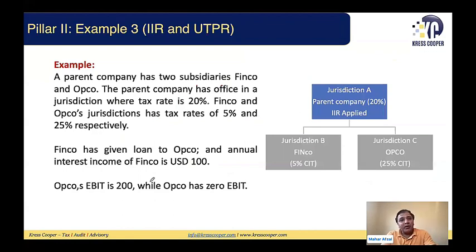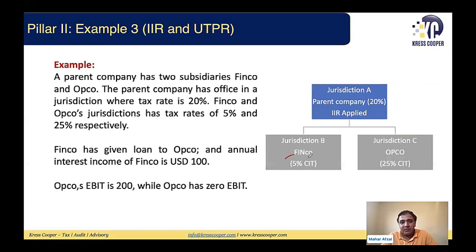Look into this one more example. This is dealing with the IIR and UTPR, undertaxed payment rules and income inclusion rules. A parent company has 2 subsidiaries, FinCo and OpCo. This example I have taken from the OECD guidelines. The parent company has its office in a jurisdiction where the tax rate is 20%. FinCo and OpCo's jurisdictions have tax rates of 5% and 25%.